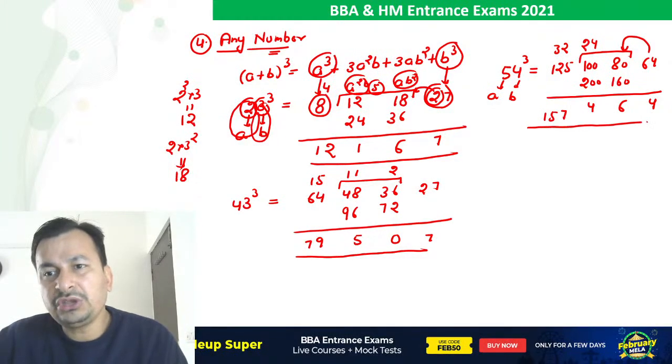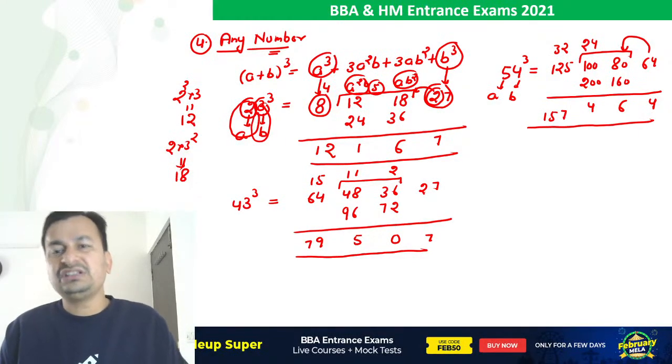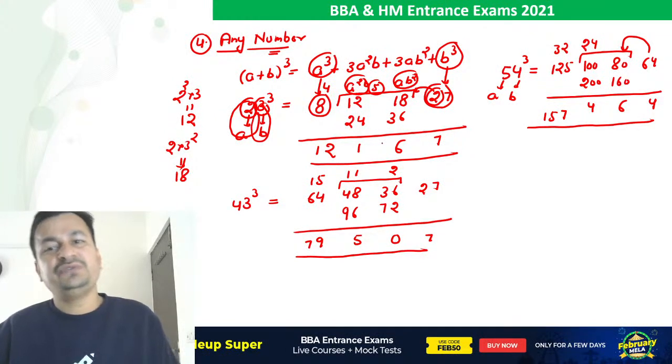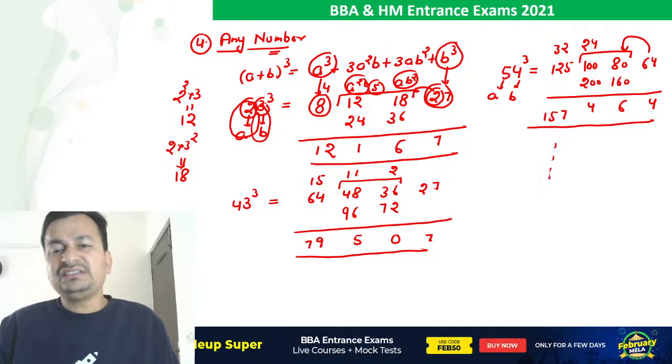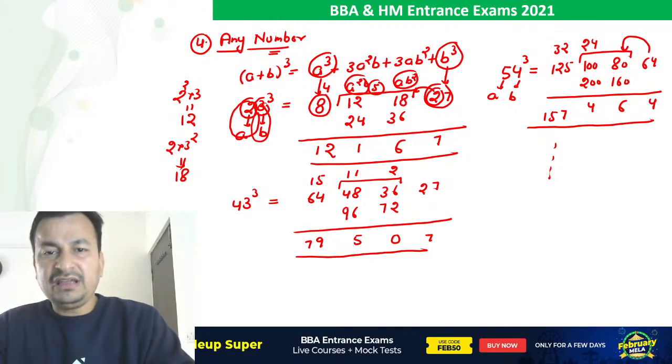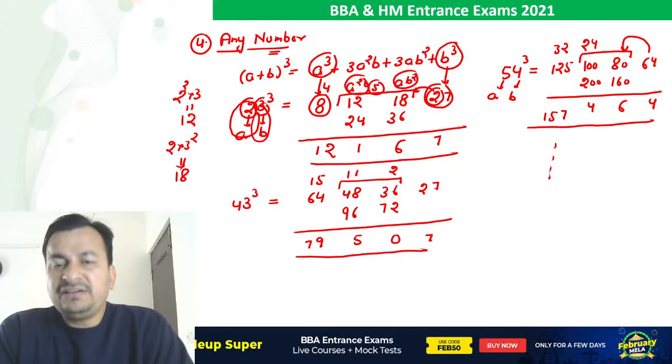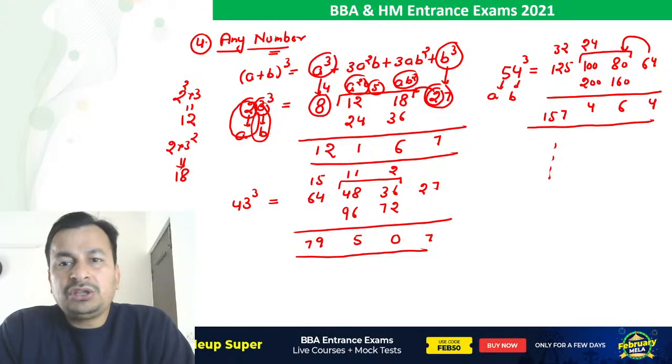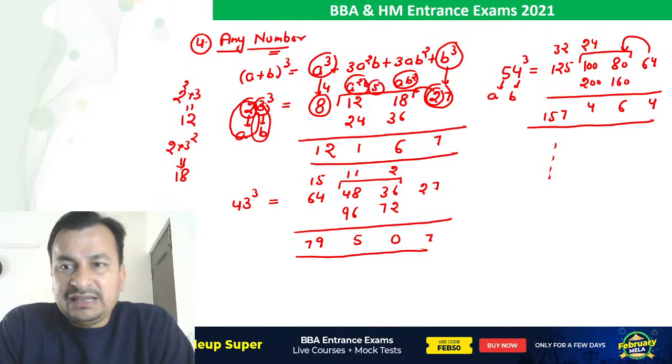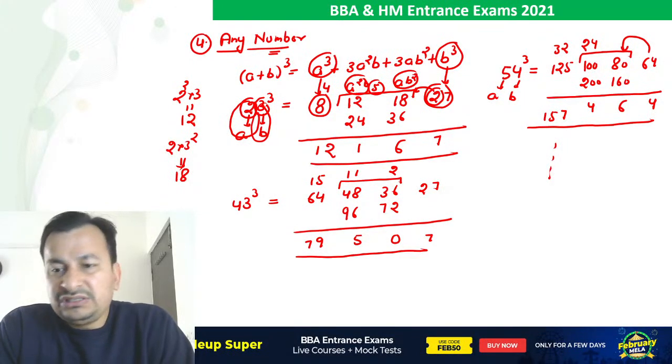So what is the cube of 54? Cube of 54 is 157464. So my dear student, this is the way how we calculate the cube of a two-digit number that starts with 1, ends with 1, a two-digit number in which both digits are same, or any type of two-digit number which does not belong to these three categories. So I hope this is clear to all of you.